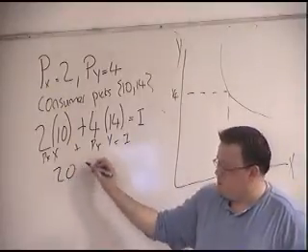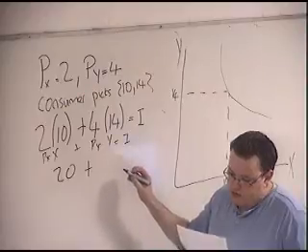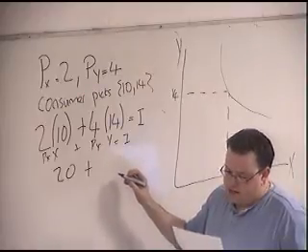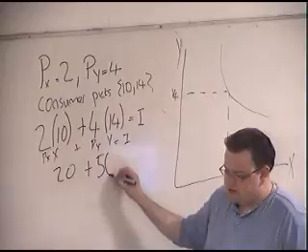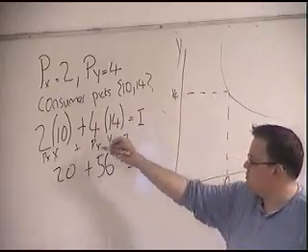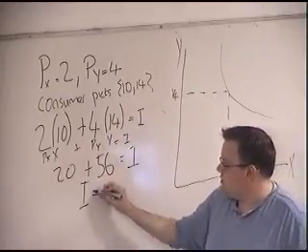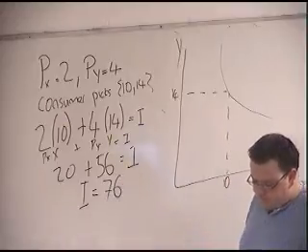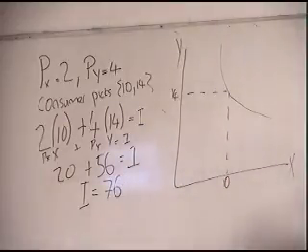So that means that 20 plus 56 is equal to income, so multiplying out, income is equal to 76. So now that we know that, we can go and find the intercepts, okay?